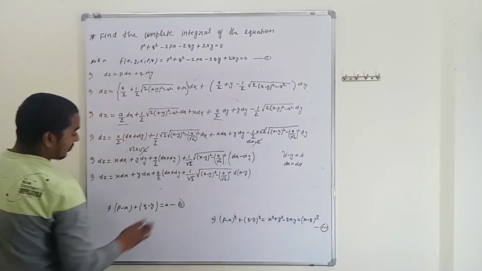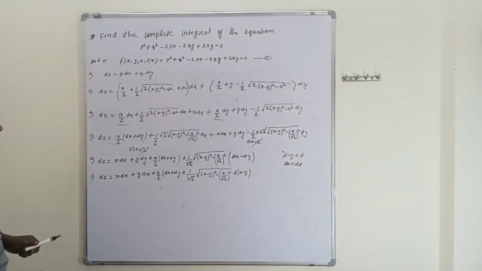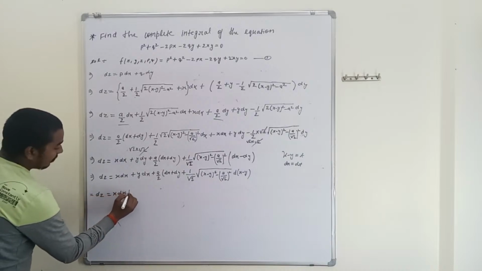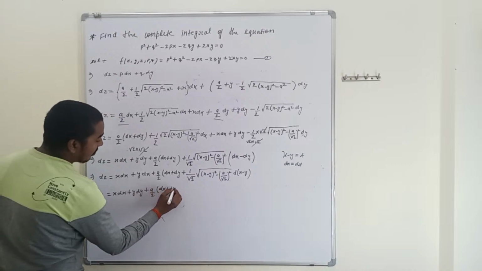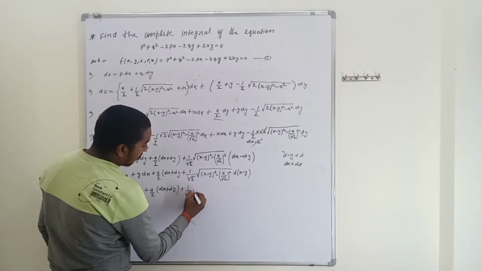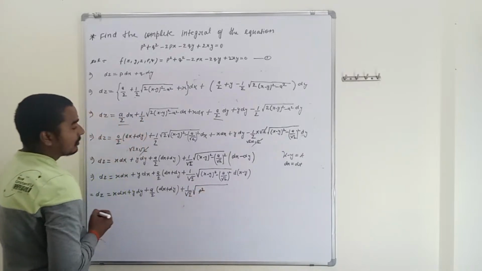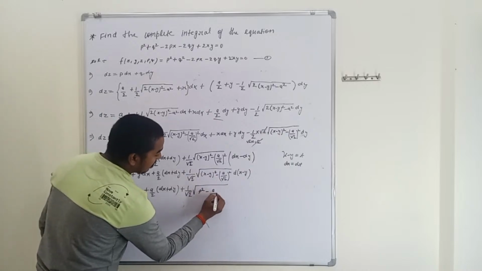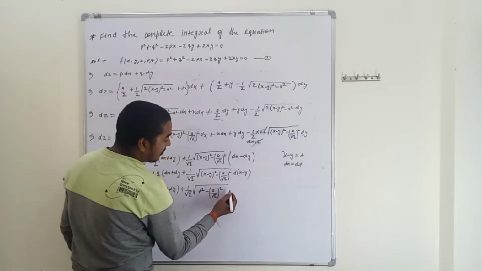We put this in the above result. Putting t in place of x minus y, we get dz is equal to x dx plus y dy plus a by 2 dx plus dy, plus 1 by root 2 under root of t square minus (a by root 2) whole square, and in place of d(x minus y) we put dt.